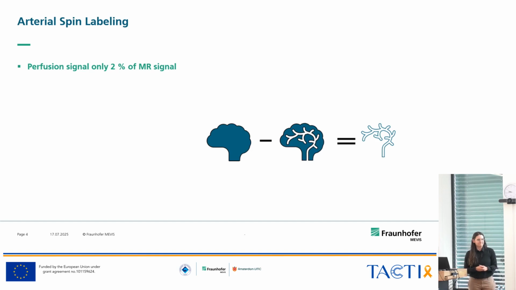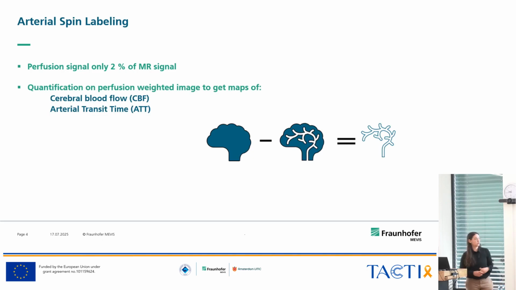On this perfusion-weighted image, we can then do some math. We can quantify it, and we can get to some clinical parameters that are important for different kinds of diseases. Two of them are the cerebral blood flow and the arterial transit time. CBF tells us how many milliliters of blood travel through 100 grams of tissue per minute. And ATT tells us how fast the labeled blood travels from the labeling plane into our readout voxel.